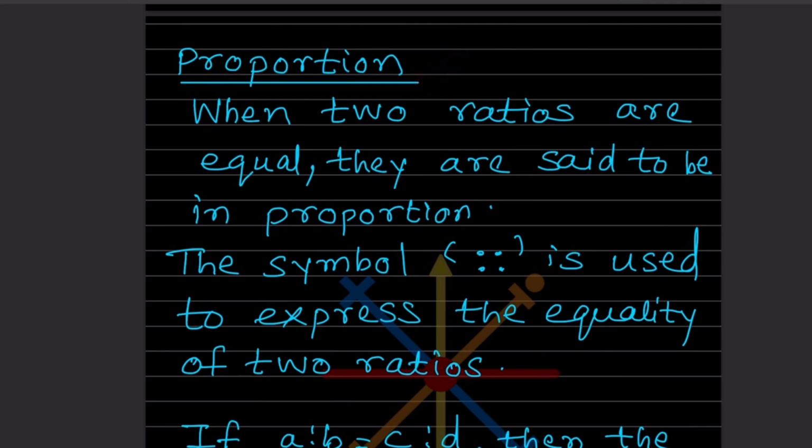So now look at here. If somebody asks you for the definition, you should know what is proportion first, and later on I'll give you the example. So when two ratios are equal, they are said to be in proportion. And for this one, we use this. Can you see these 4 dots over here? So this symbol is used to express the equality of two ratios.